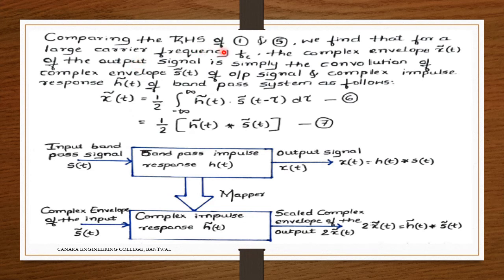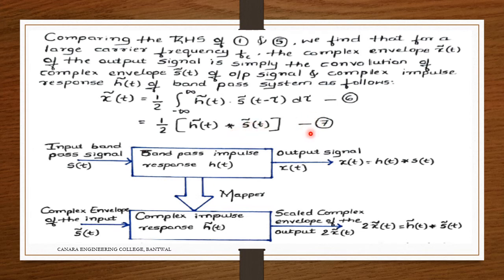Now comparing the RHS of 1 and 5, we find that for a large carrier frequency f c, the complex envelope x cap of t of the output signal is simply the convolution of the complex envelope s cap of t and the complex impulse response h cap of t of a band pass system, as follows. x cap of t is equal to half of the integration from minus infinity to plus infinity of h cap of tau into s cap of t minus tau d tau. That is equation 6. So now we are simply taking half into h cap of t convolved with s cap of t.